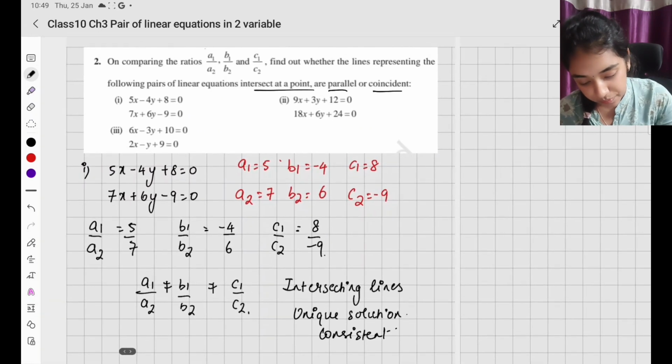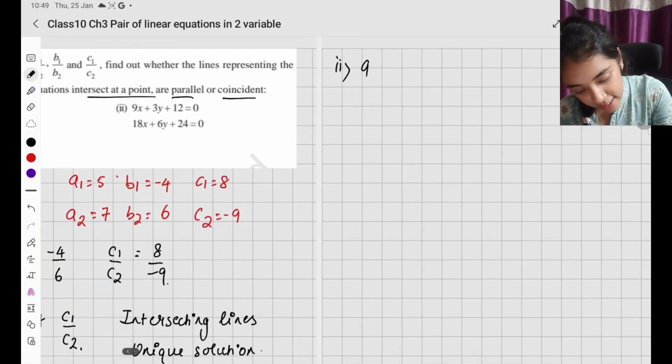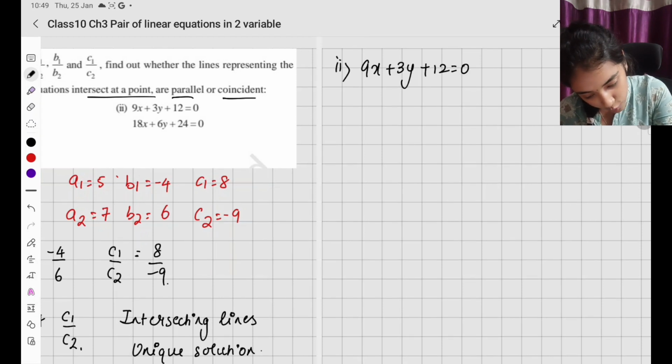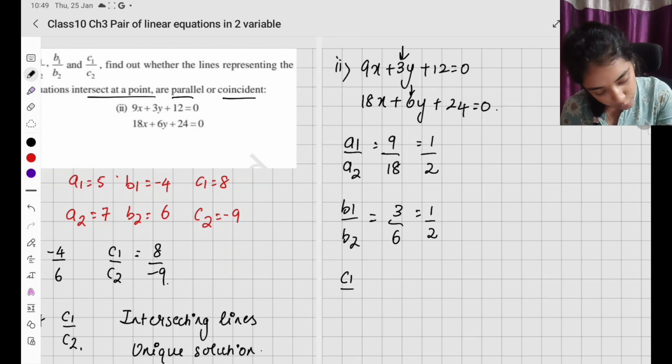So, second subsection: 9x plus 3y plus 12 equals 0 and 18x plus 6y plus 24 equals 0. இப்போ A1 by A2 equals 9 divided by 18, 1 by 2. Next, B1 divided by B2 என்ன? 3 divided by 6, which is 1 by 2. C1 by C2 is going to be 12 divided by 24, which is going to be 1 by 2.